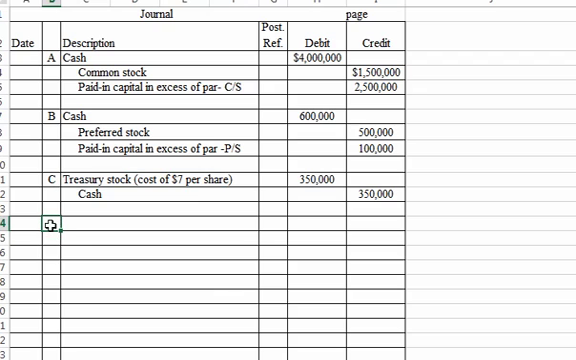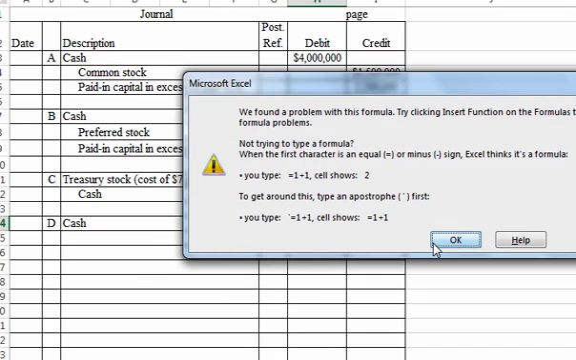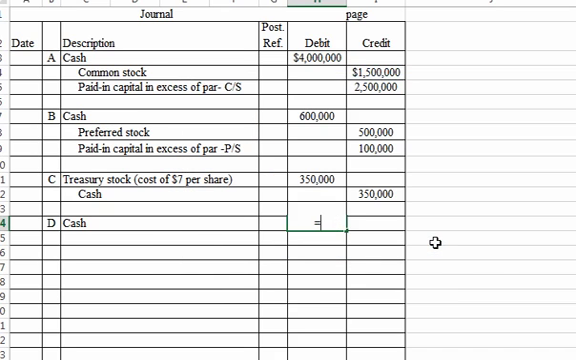Okay, let's do D. And I think that's what's going to happen. Sold 20,000 shares of Treasury Common for $9 per share. Okay, so we now have more cash, an asset that increased. 20,000 times $9. So we get a debit to cash for $180,000, the increase in cash.